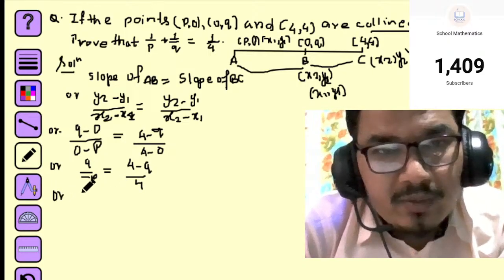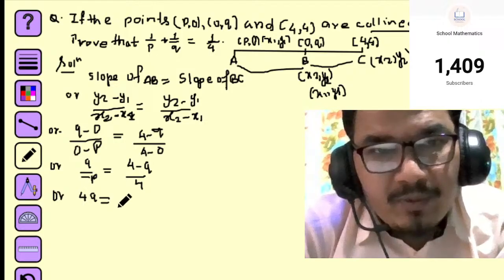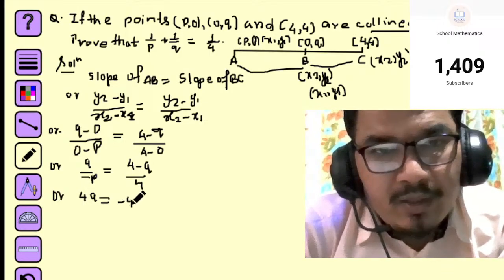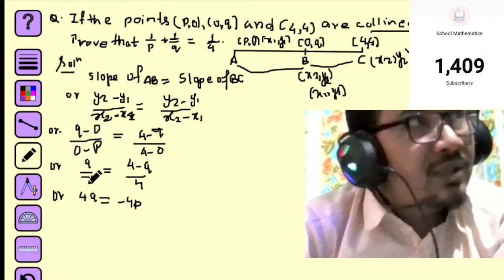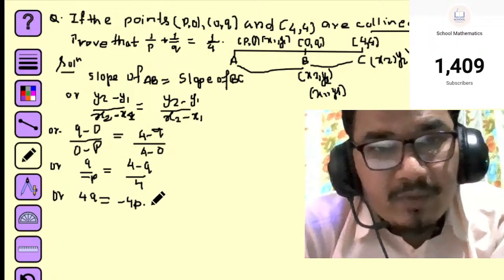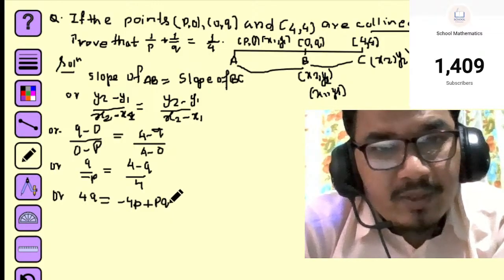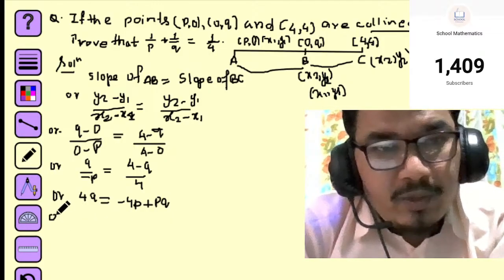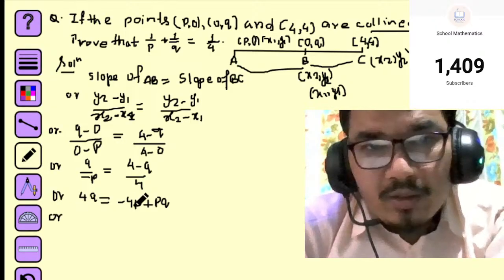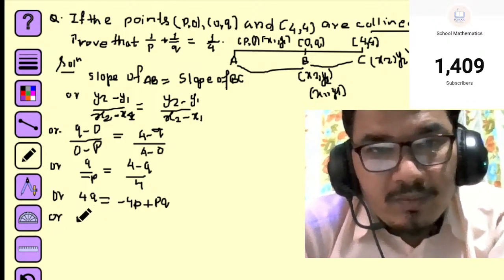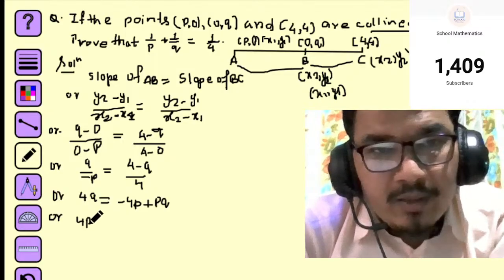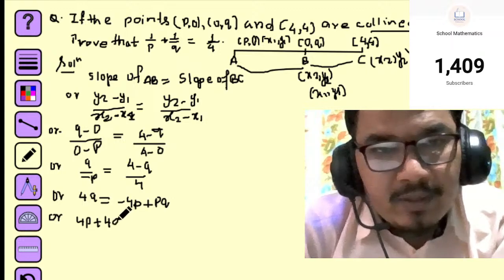If we do cross multiplication, it will come here, look, 4q equals, and here is minus p multiplied with 4, it will be minus 4p, right. And here is minus p into minus q, we have to write plus pq here. Then when we write this 4q on this side, it will be 4p, and here is already 4q, so write a 4q on this side.